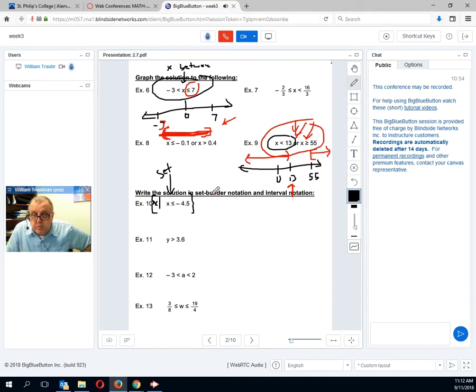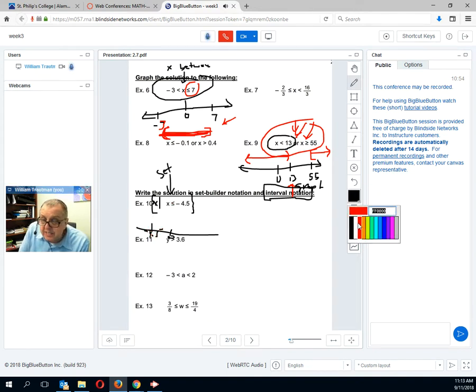So now we want to write interval notation. Interval notation is what you get when you graph it, looking at it when you graph it. So I'm going to graph this one right here. Here's 0. X is less than or equal to -4.5. In other words, it's all the numbers to the left. There's an equal sign, so I'm going to put a bracket.